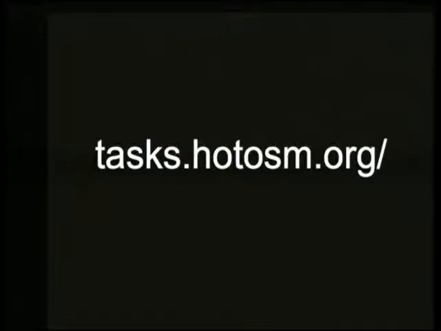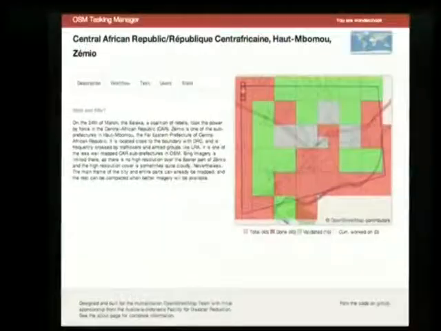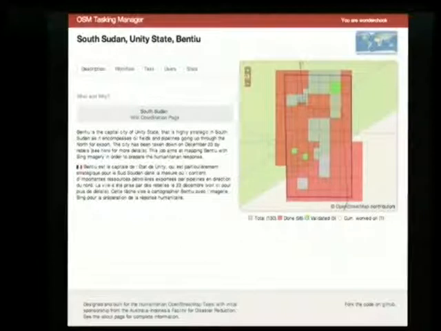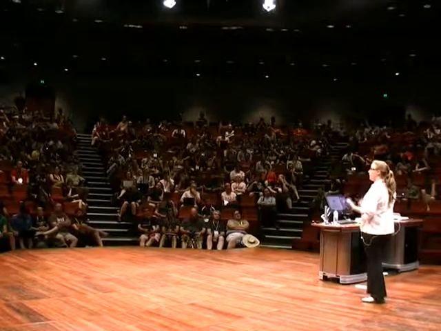tasks.hotosm.org is where our tasking manager is, so it's always possible just to go check there. There are instructions, and you just need an OpenStreetMap account to get started. One of the places we're working is the Central African Republic, just providing base map information there, and also in South Sudan. In both cases, we've been seeing what freely available geographic information is available and importing it into OpenStreetMap when appropriate, and then tracing satellite imagery.